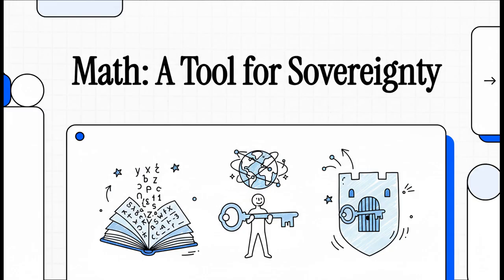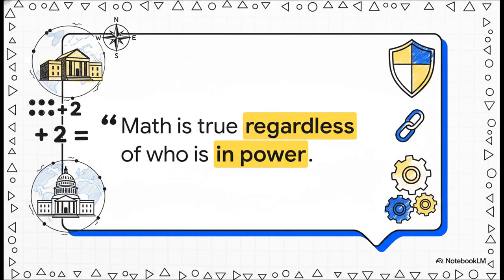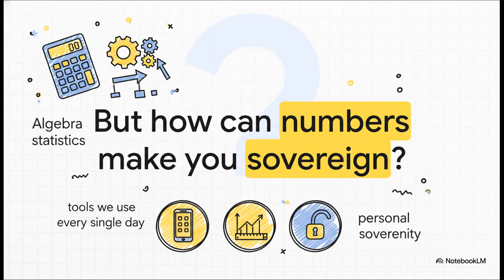So let's dive in. And this, right here, is the heart of it. Let that sink in. 2 plus 2 is always going to equal 4. It doesn't matter if you're in the United States or the Navajo Nation. It's a truth that just is. It doesn't need anyone's permission, and it doesn't bend for authority. It's bedrock reality.